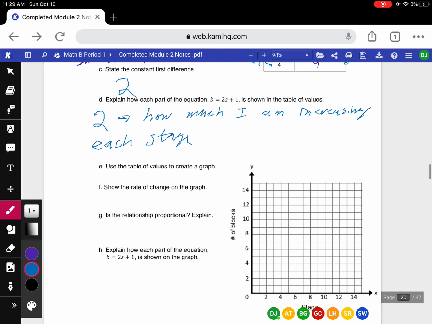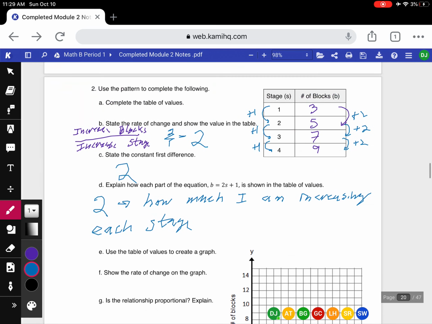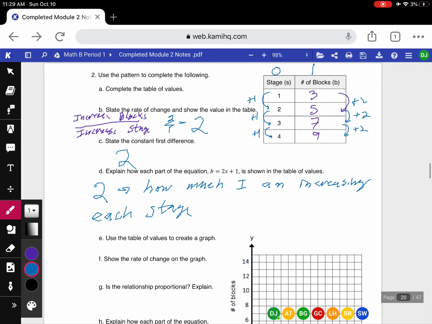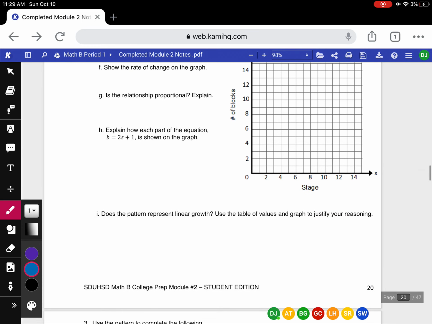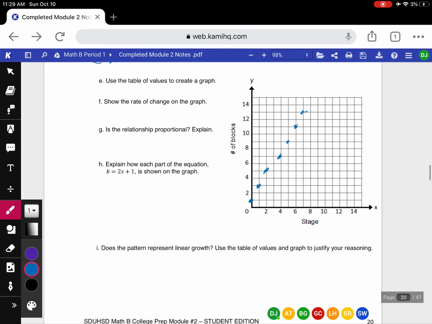So now it says use the table values to graph this. So remember, there's one block that I really want to focus on too. If stage was 0, I'd have 1 block. So if I were to graph these, at 0 I had 1 block, stage 1 I had 3, stage 2 I had 5, stage 3 I had 7. This pattern can continue. And you notice my rate of change is up 2 over 1, up 2 over 1, up 2 over 1, so on and so forth.